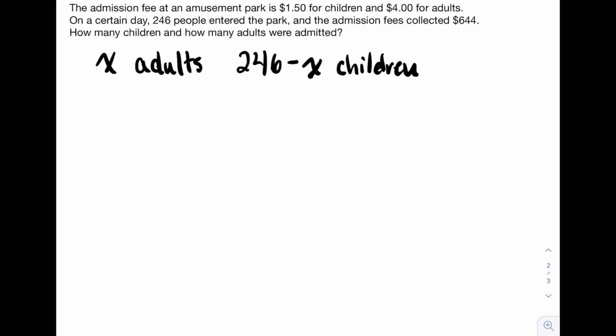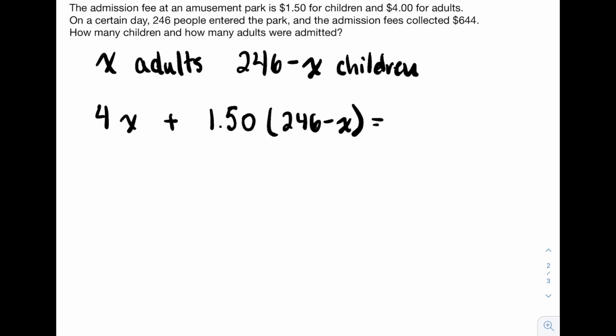So now that we know these values, we can go ahead and attribute the admission fee to each of them. So we know that an adult costs $4, so 4 times X. And we know for children it's $1.50, so $1.50 times 246 minus X. This will give us the total amount of fees collected.